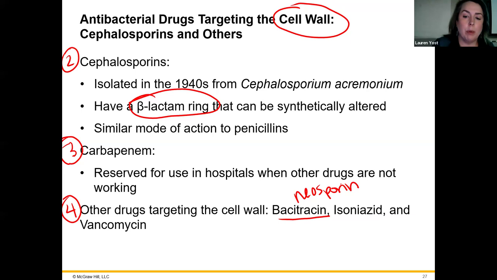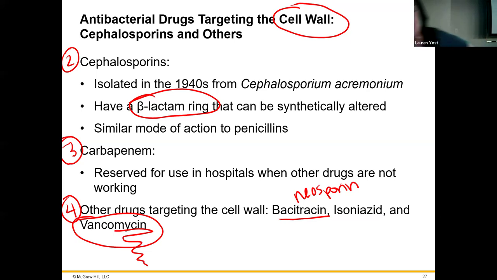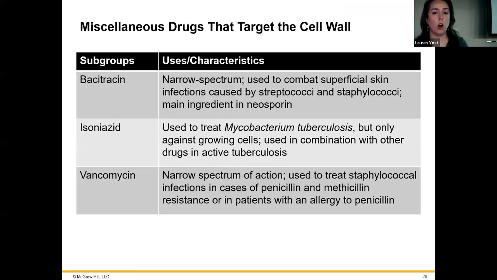We have isoniazid, I'm probably not ever going to ask about it, that treats tuberculosis, affects the cell wall. And vancomycin, okay? I want you to know something about vancomycin, it ends in mycin. I'm going to come back to that later. But vancomycin, cell wall, okay? We have the beta-lactams, the cillins and the cephalosporins fall into that. The carbapenem, our last line of defense drug. And we have these random guys thrown in there, like bacitracin and vancomycin. All right, cool. That's it for the cell wall. This talks a little bit more about how they work if you're interested.